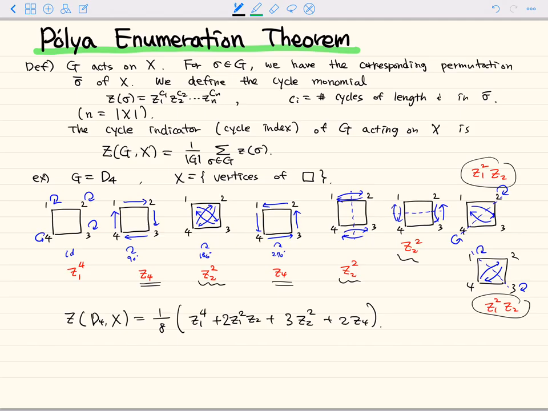Alright, so why is this useful? And here is the statement of the theorem. Let me write this theorem using blue color. The theorem is Polya's enumeration theorem.